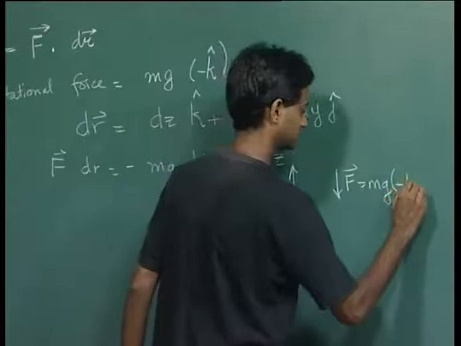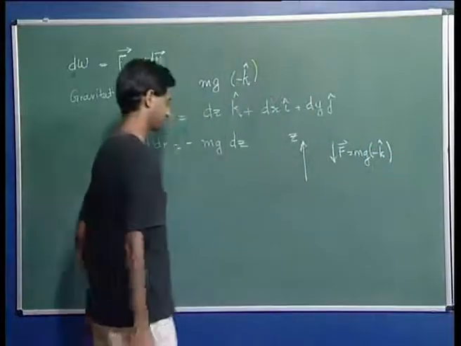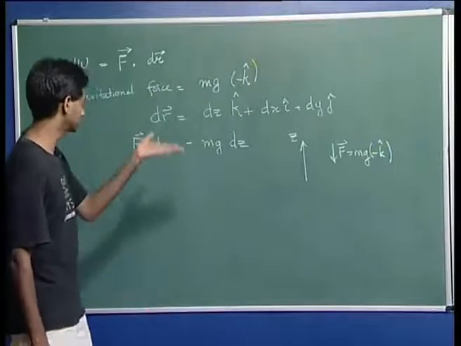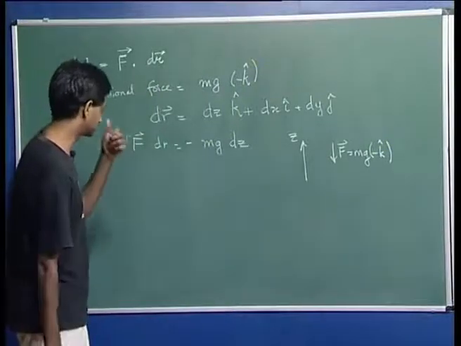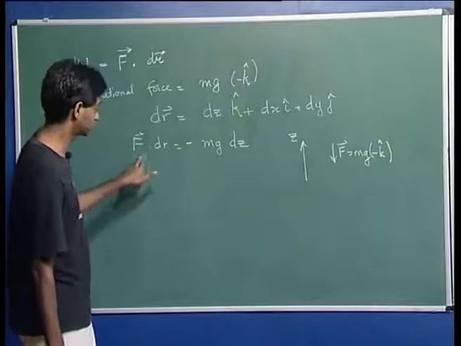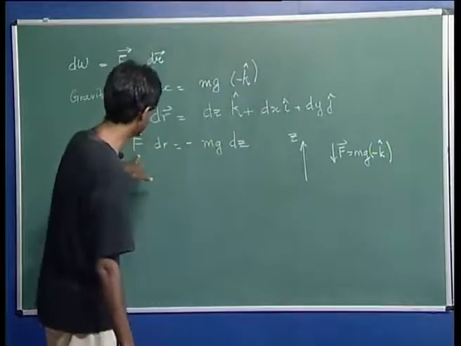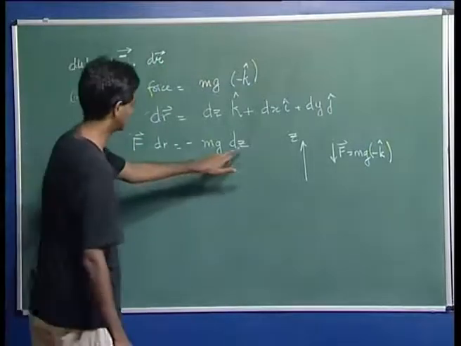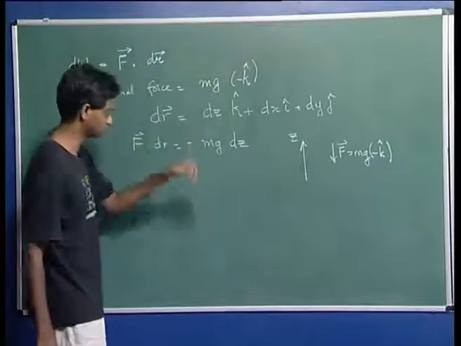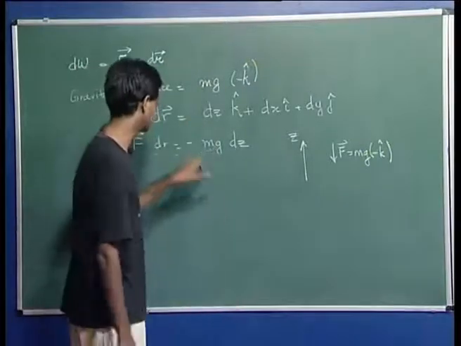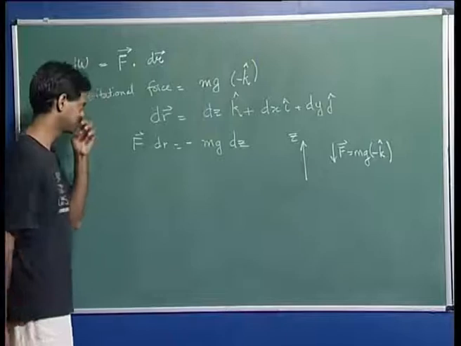If dz is positive, you have to do work, so the work done by the force will be negative. And if dz is negative, then the force does work. The body is going down, and the force is doing work of mg times dz.